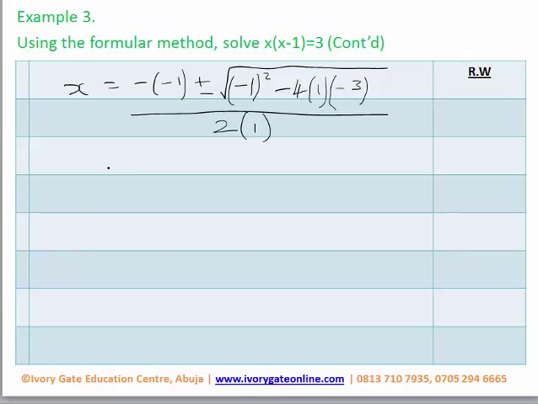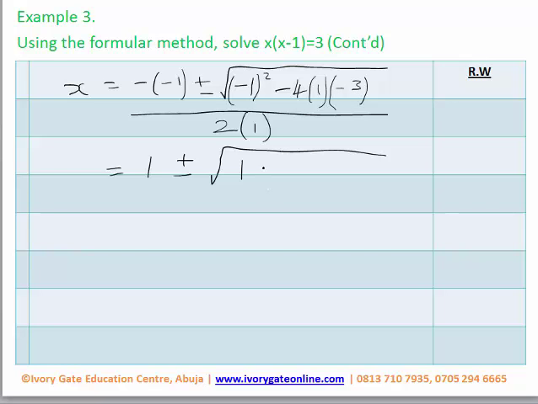So continuing with this, we have minus into minus 1 gives us plus 1. So 1 plus or minus the square root of minus 1 squared, which is minus 1 times minus 1, which gives us 1. Then we have minus 4 times 1. This gives us minus 4. Then times minus 3.